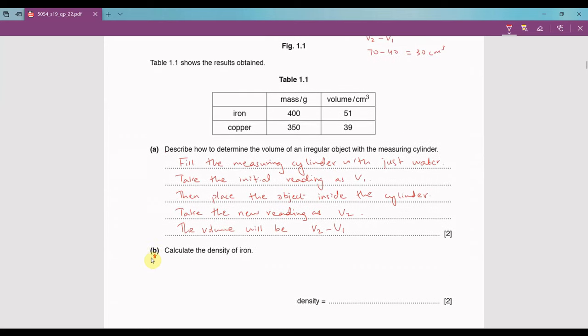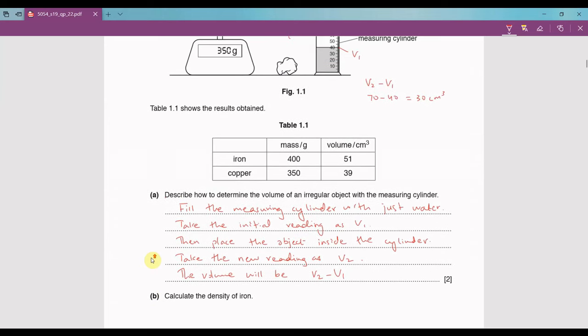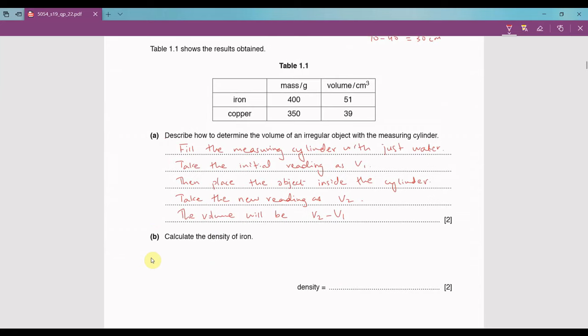Now how do you calculate the density of iron? For iron, if you can see on the table, we have the mass available and we have the volume available. So all we need to do is just use the formula. Density is mass over volume. So mass of iron is 400 grams and volume is 51 cm cube, and our density would be 400 divided by 51. On the calculator it says 7.8443, and so on.